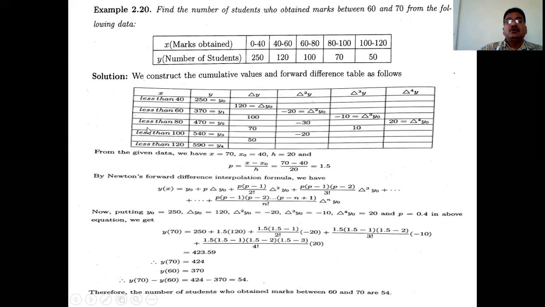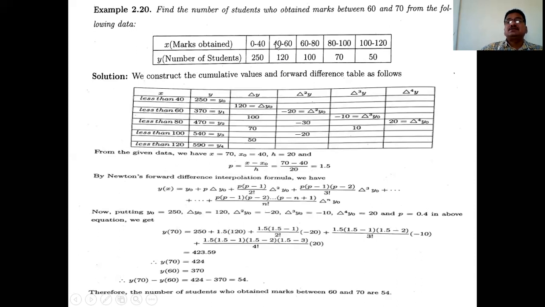Then for marks less than 80, the number of students is this plus this plus this, that is 470. Then the number of students who obtain marks less than 100 is the addition of these four numbers, and the marks less than 120 is the addition of all these five numbers. So this is the first column and second column.